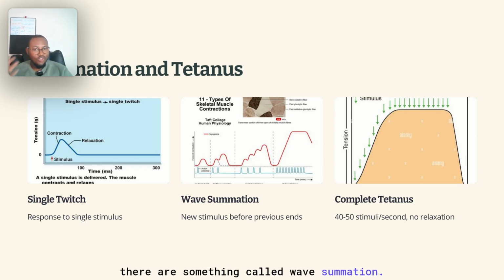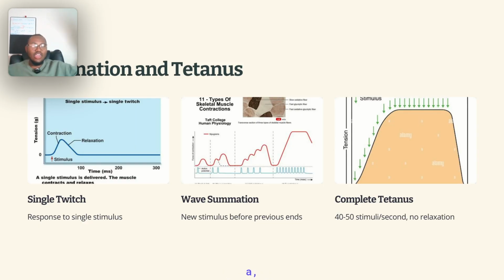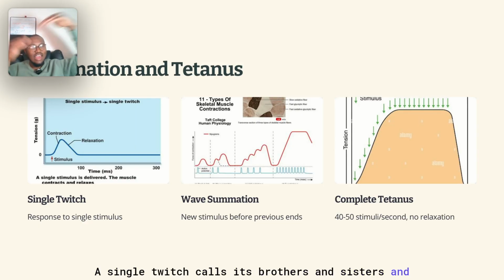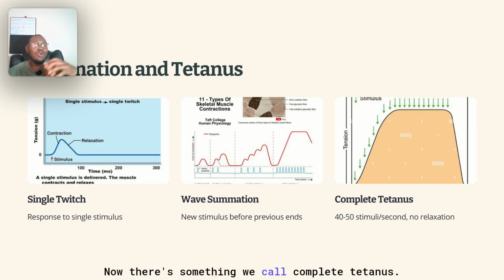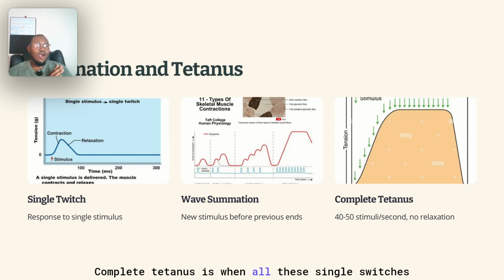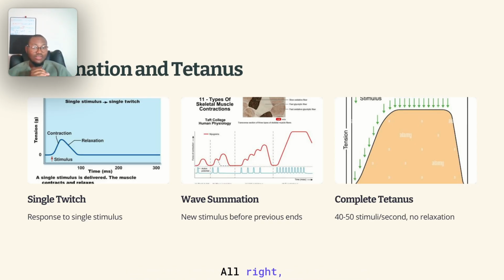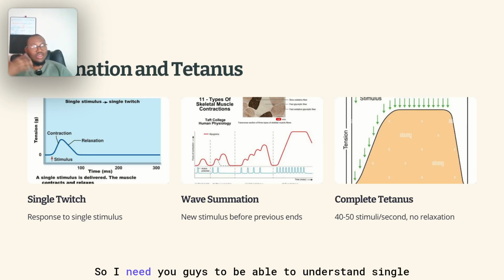Then there's something called wave summation. Wave summation is, you see, single twitch, then another twitch, another twitch. This is double summation, 1, 2. Then here, 1, 2, 3, 4. A single twitch calls its brothers and sisters, and all of them come together and form what? A wave summation. Now, there's something we call complete tetanus. Complete tetanus is when all these single twitches join together to cause extended contraction without relaxation. All right? So the contraction continues without relaxation. So I need you guys to be able to understand single twitch, wave summation, and complete tetanus.